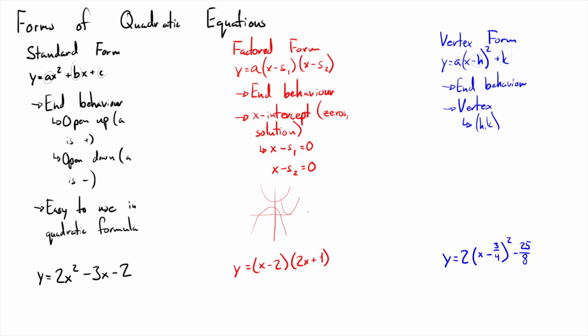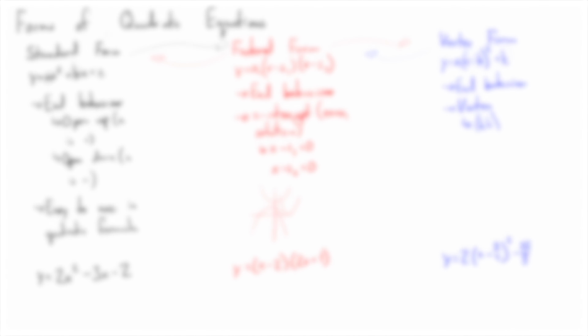That are all equally as useful. Okay, so in the next video, we're going to discuss how to go between standard form to factored form. And then we're going to go over how to go from factored form to vertex form. And of course, we're going to go backwards as well. We're going to go from vertex form to factored form, and we're going to go from factored to standard, and we're going to go from standard all the way to vertex, and vertex all the way to standard. Okay, so that's coming up in the next video.